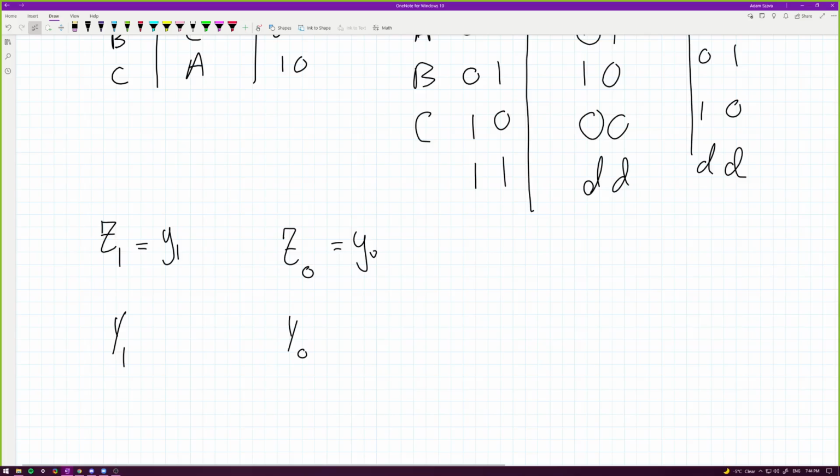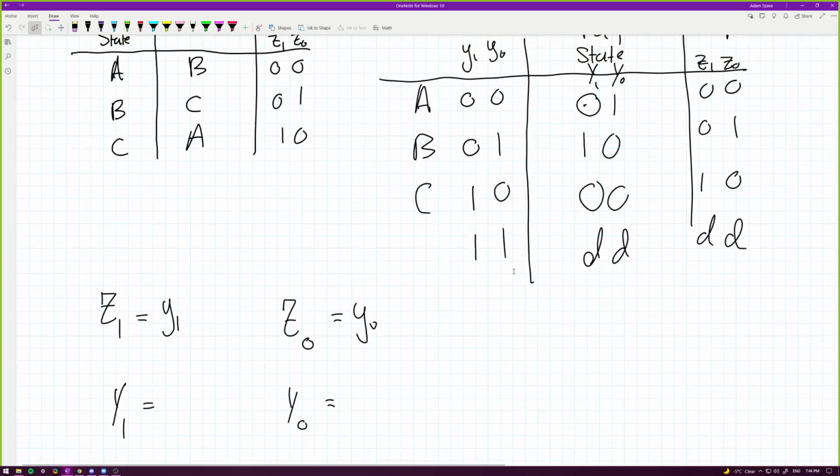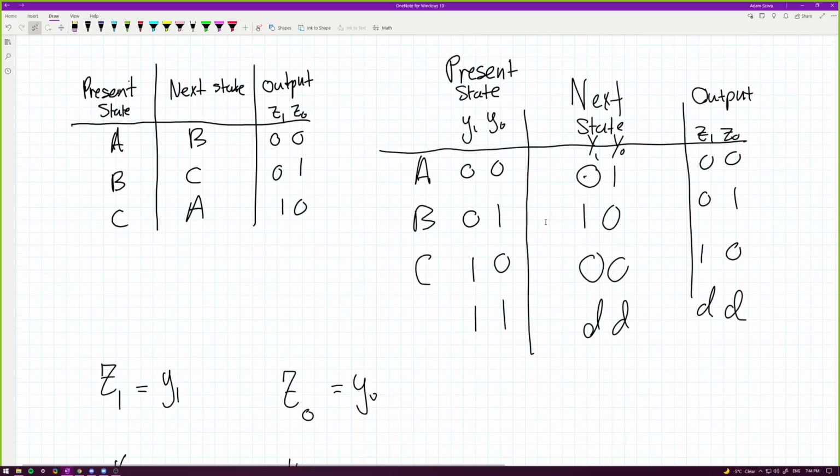And then for Y1, let's see if we can take a look at some sort of combination here. I get 0, 1, 0. I can do this by K-map, but I just want to show you that if it's simple enough like this, you can do it just by inspection. I'll show how to do it by K-map too, but let's just look here. I'm trying to find a function for this with relation to these inputs. 0, 1, 0, don't care, matches this 0, 1, 0, don't care.